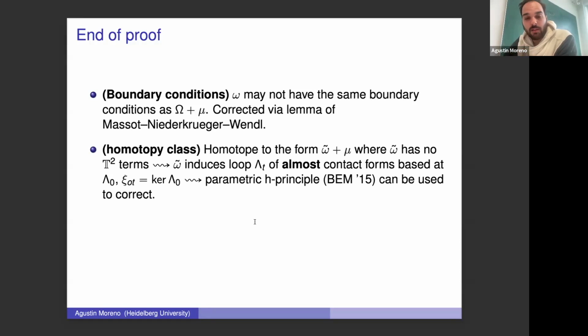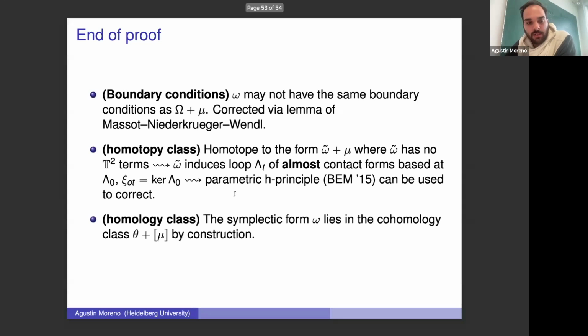Then I need to control the homotopy class. What I do is, first I homotope my symplectic form to be split. So it's of the form omega tilde plus mu, where omega tilde has no T2 terms. Okay, so I homotope it to be of this form through almost symplectic forms. But now this omega tilde, because it's an almost symplectic structure on a concordance, is the same thing as a loop of almost contact forms based at the over-twisted representative. But now I can use Borman, Eliashberg, and Murphy's parametric version of the h-principle that allows me to correct this also. Up to adding another concordance which corrects for this difference, I can control the homotopy class.